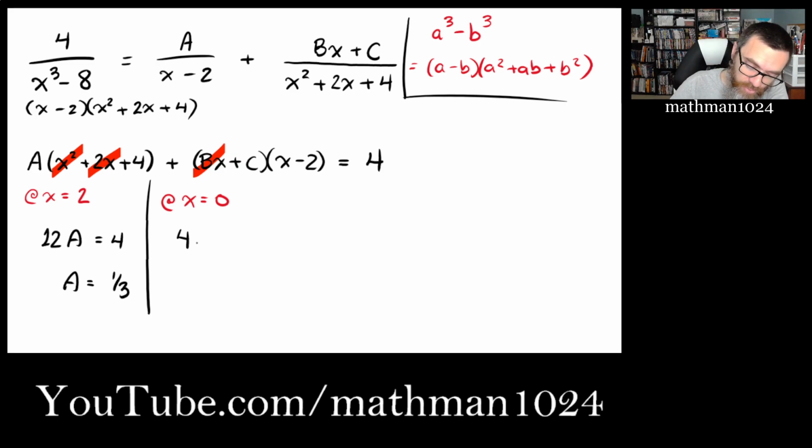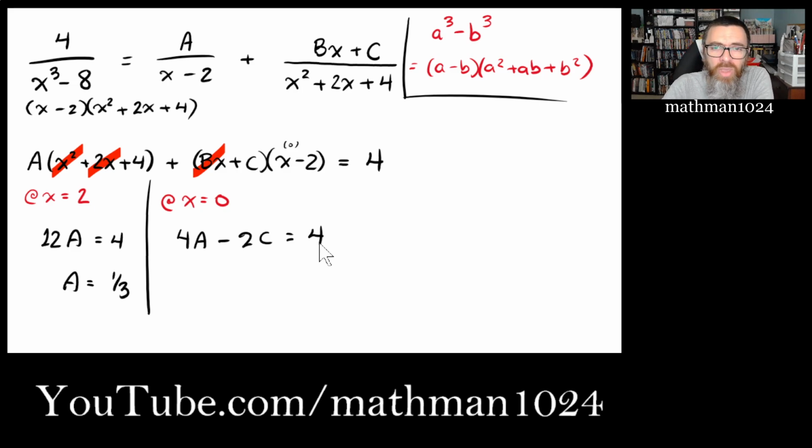That means I would have 4a plus, I plug in 0 here for x. That's going to be, actually, let me take that back. That's going to be, not plus, we're going to do minus 2c equals 4. All right, now we know what a is. So a is 1/3, so we have 4/3 minus 2c equals 4. Now, if you want to work with the fractions, you can.